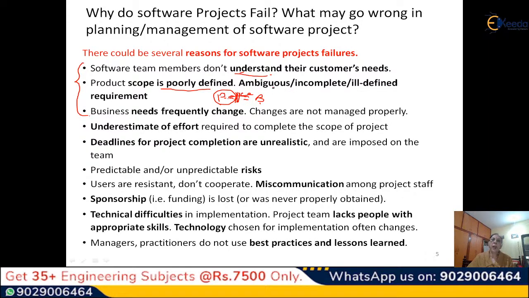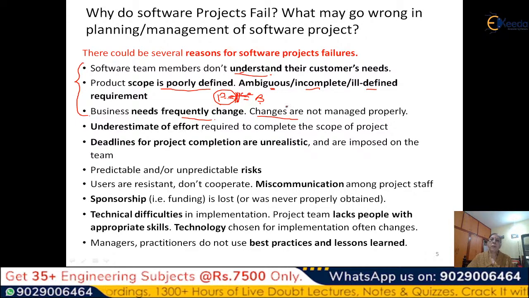And it can be ambiguous. That means, again, clarity is not there. Here, clarity on the boundary. Here, clarity on the requirement itself. It could be incomplete. It could be ill-defined, not well-defined. So ill-defined is the opposite of well-defined. And business needs will frequently change. So changes are not managed. So when you don't have a proper management of the change, that's why I said this is one of the biggest challenges in a software project.